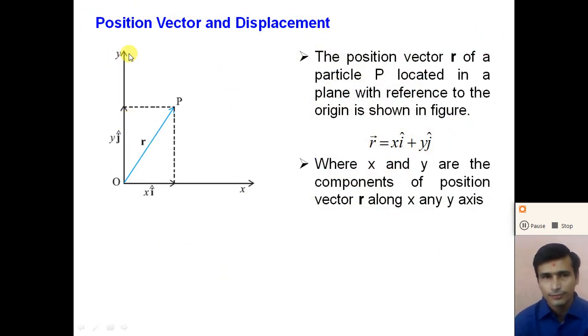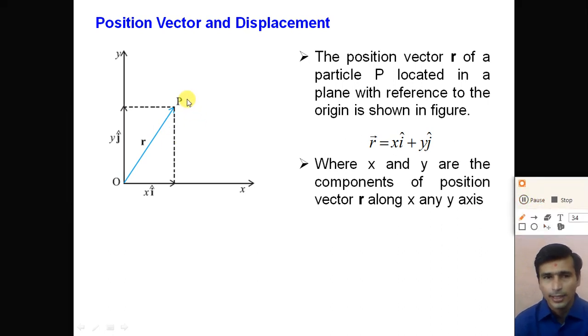As shown in the figure, suppose at any time a particle is at a point P, which has an x coordinate and a y coordinate. How can we represent the x coordinate and the y coordinate of the particle? Let us assume that the coordinates of the particle at point P are x coordinate x and y coordinate y.